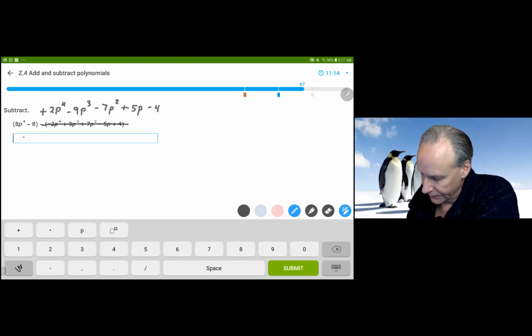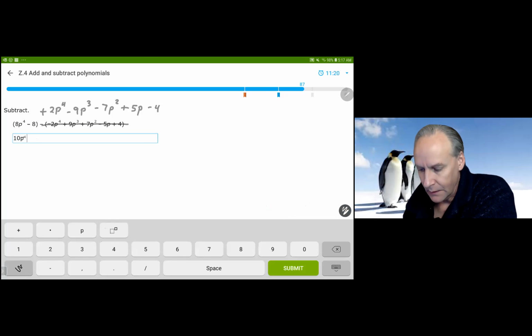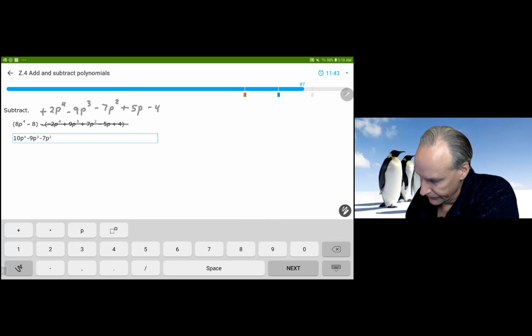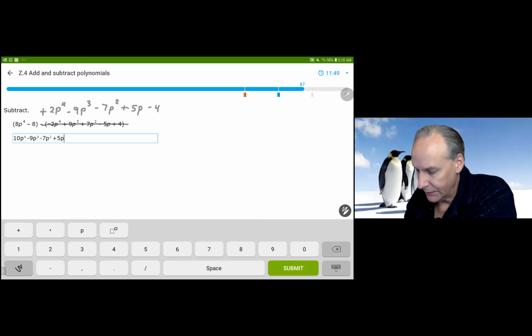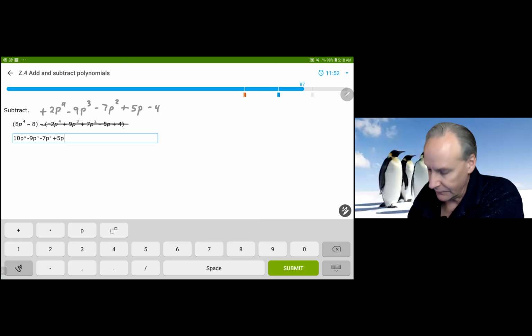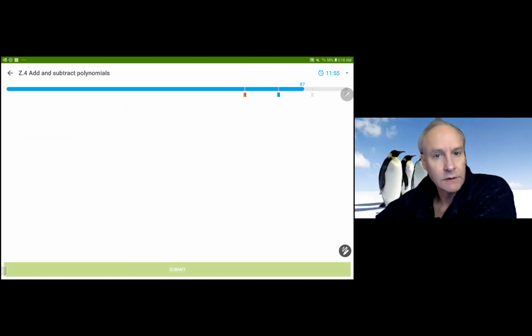So I have a 10p to the fourth. And I have a minus 9p cubed. Oh, got it out of order. Dang it. There we go. And I'm going to erase my silly dots there. There we go. All right. I have a minus 7p squared. We have a plus 5p. And our last term is a minus 4, but we also have a minus 8, so we have a minus 12 altogether. And that's all. Just adding like terms.